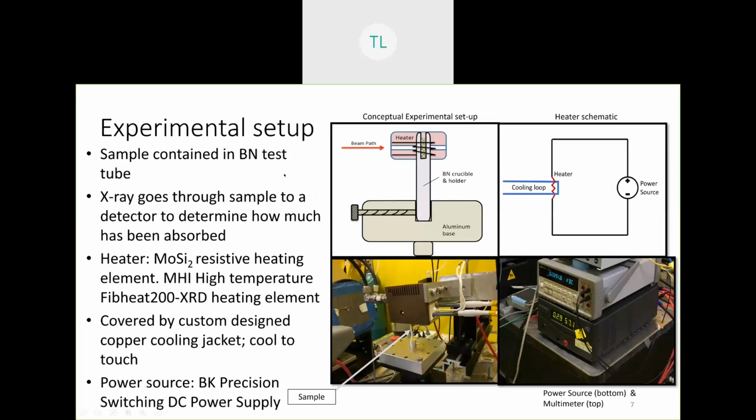The experimental setup works like this: the salt is in a boron nitride test tube, cemented down with a boron nitride cap to seal it, and it's surrounded by a molybdenum disilicide resistive heating element to heat it up to whatever temperature we want. Before and after the sample, there are detectors. The initial detector detects 100% of the incoming X-ray, and then some of that X-ray gets absorbed in the sample, and the detector after it detects how much X-ray is left over. That is how the absorbance spectra is created.